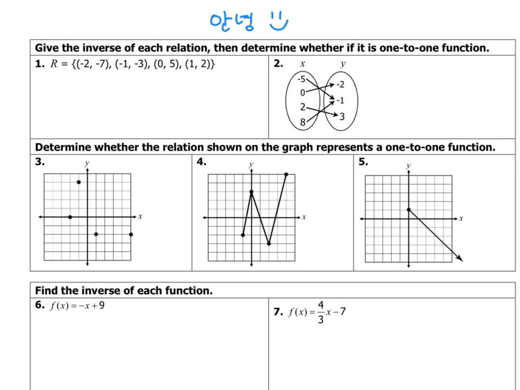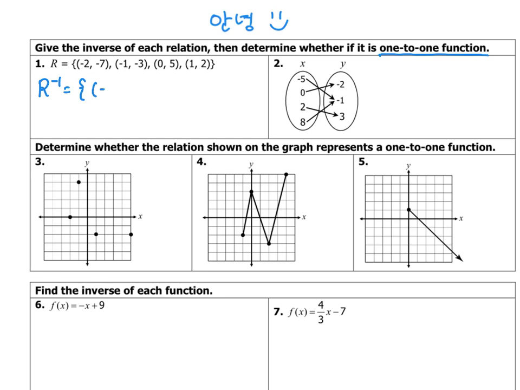If there is any mistake, you need to correct them, or if you have any question, make sure you ask for help. Let's start. Numbers 1 and 2 are asking: find the inverse of each relation, then determine whether it is a one-to-one function. So number 1, how can we find the inverse R inverse?